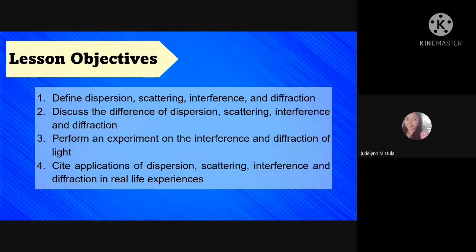Number 1, define dispersion, scattering, interference, and diffraction. Number 2, discuss the difference of dispersion, scattering, interference, and diffraction. Number 3, perform an experiment on the interference and diffraction of light. And number 4, cite applications of dispersion, scattering, interference, and diffraction in real-life experiences.